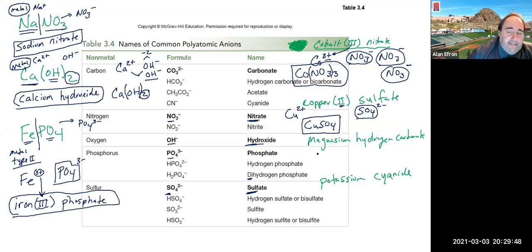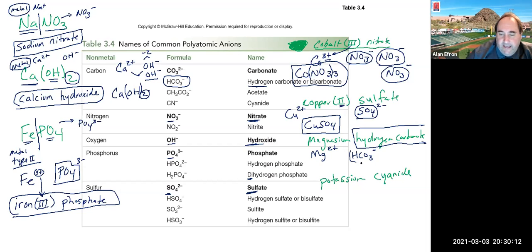Coming down here to magnesium. Magnesium is group number 2, which means it does have a +2 charge. Hydrogen carbonate is a polyatomic ion, also known as bicarbonate. Where'd that guy go? Up here. So this right here is bicarbonate or hydrogen carbonate, HCO3-. Again, that is 1 unit. It has a -1 charge. I'm going to put it together with something with a +2 charge, which means I need one more of these guys to do that correctly.